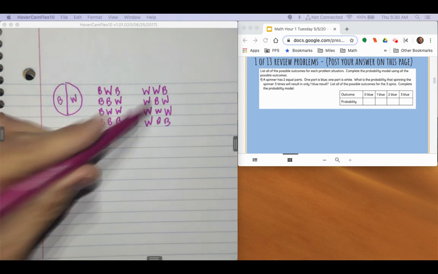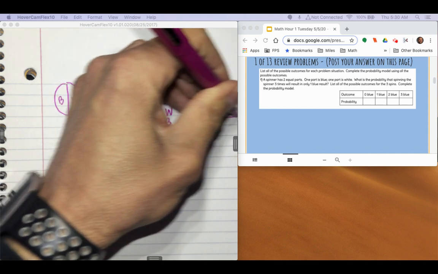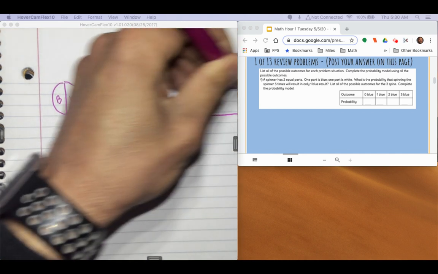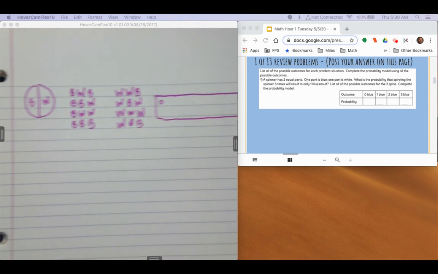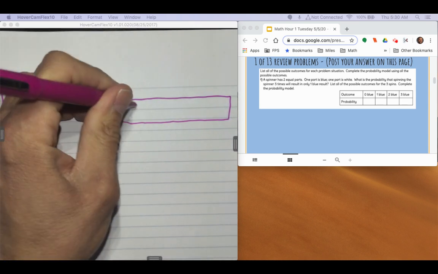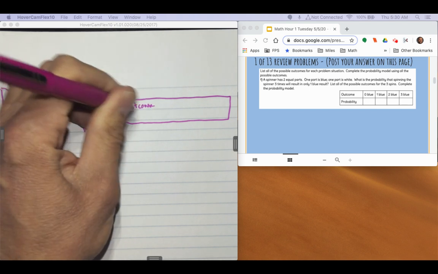The next thing I need to do is fill in the probability model. And I'll have an outcome, slide that over a little bit, sorry. I'll have my outcome, and then I'll have my probability.